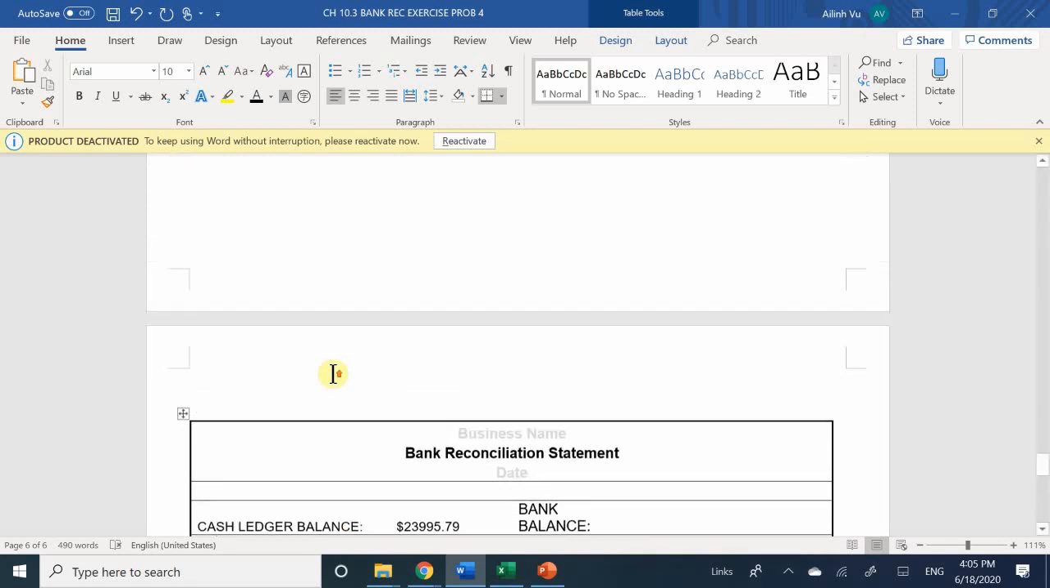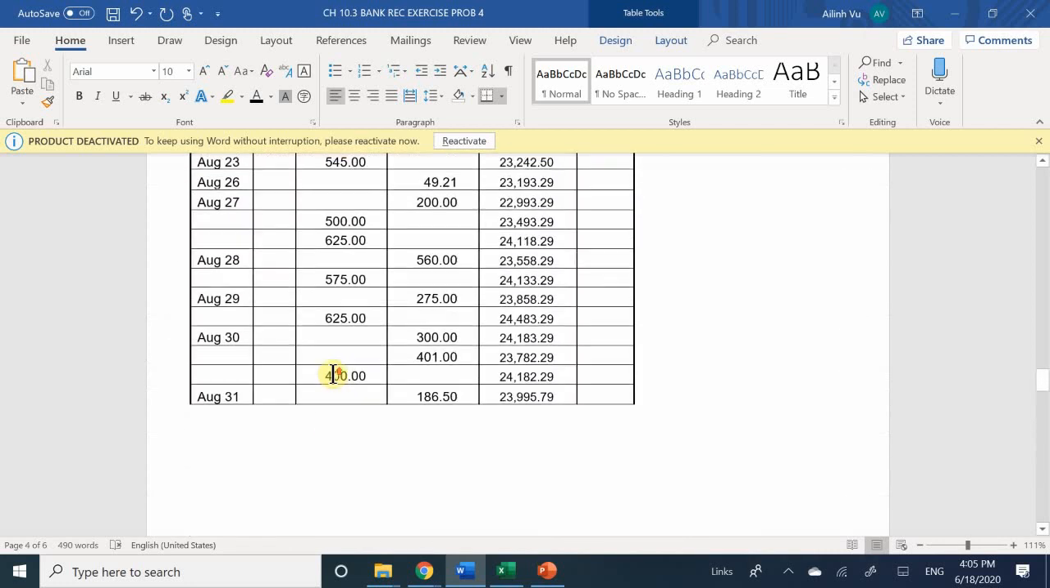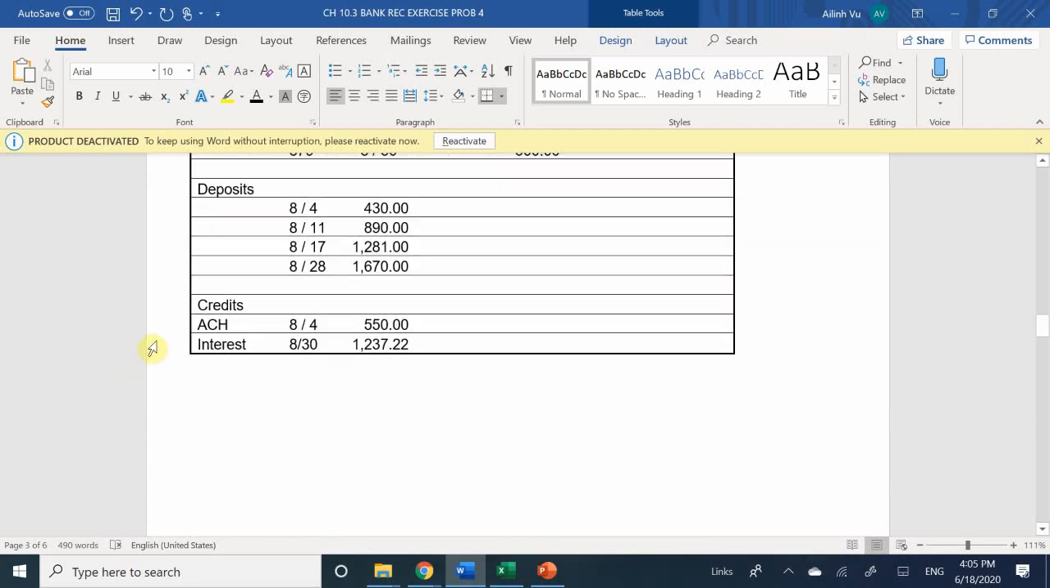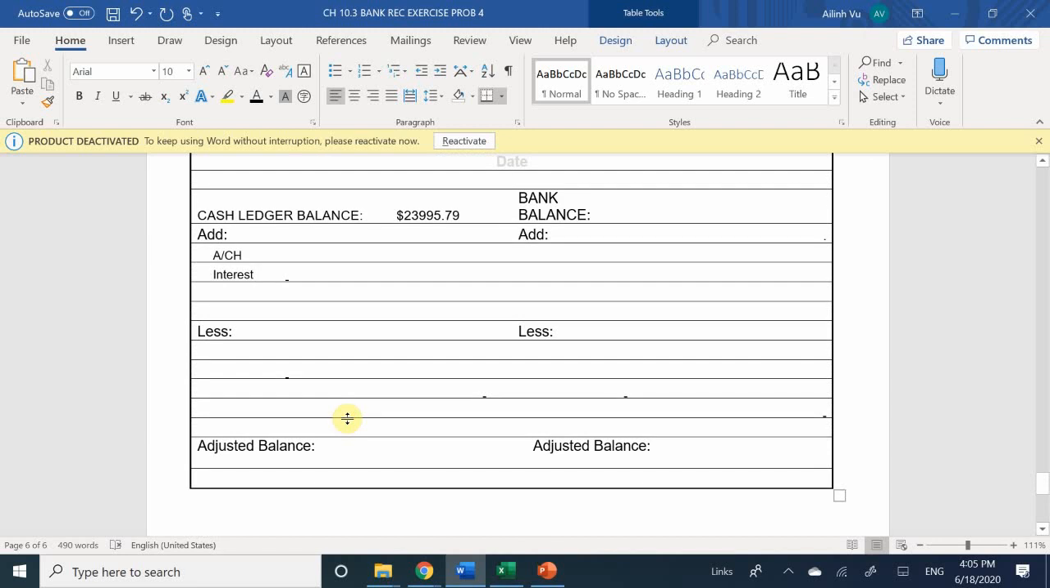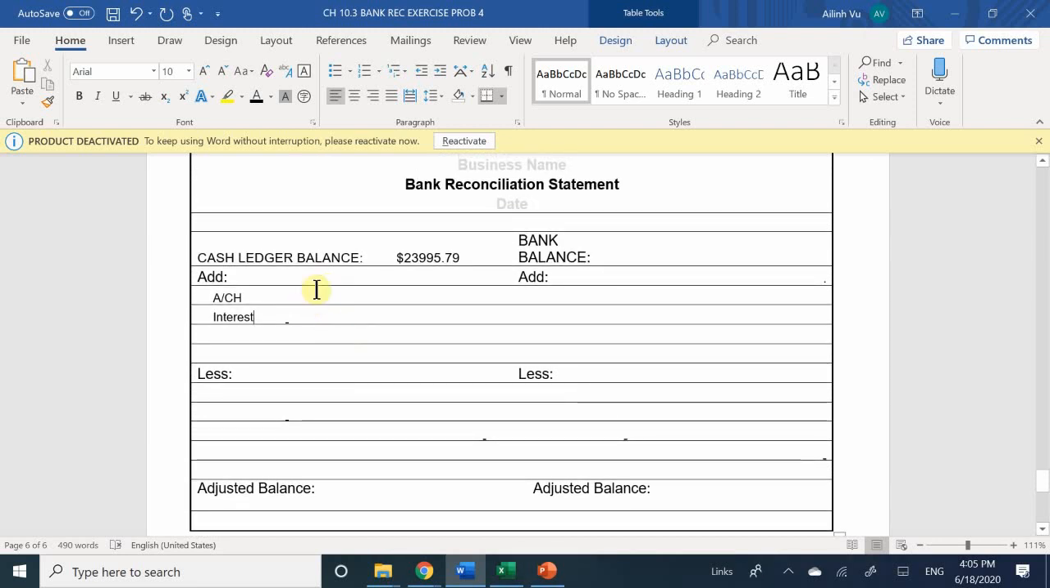Okay, so let's go ahead and look up at the top of our bank statement, because that would tell us what interest we've collected so far. And here at the bottom, ACH was for $550 and interest was $1,237.22. So let's go ahead and screenshot that real quick, and let's scroll down here and add that in. So my ACH was only 550, and my interest is 1,237.22.